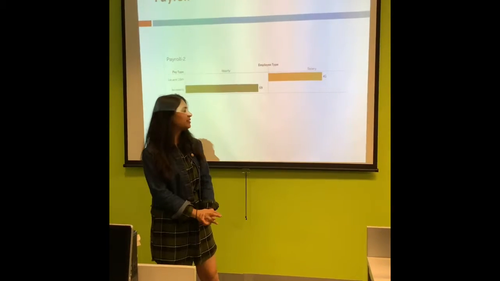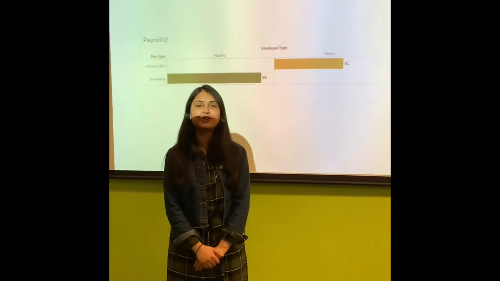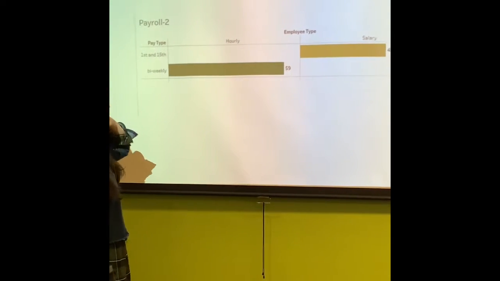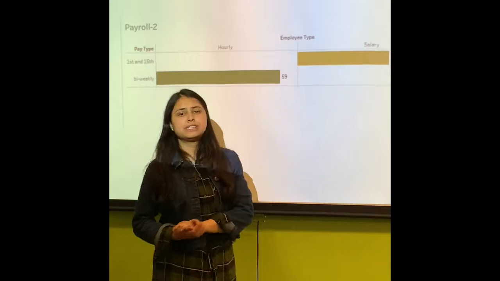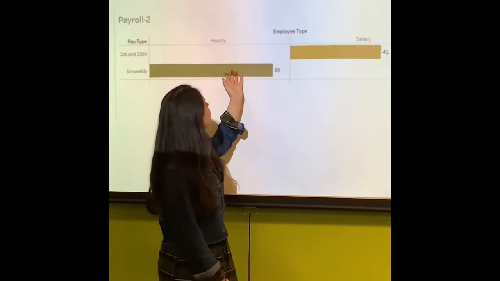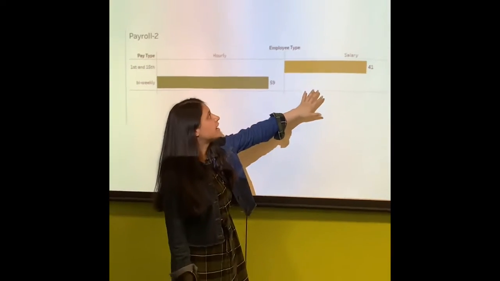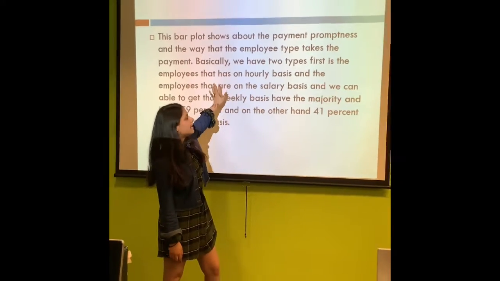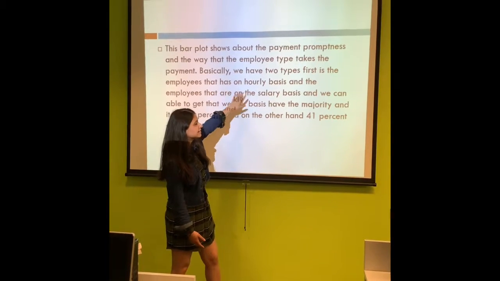So as we move further, we can see the payroll. Payroll is all about the pay type. So it's just about the salary. We can get either an hourly salary or a regular salary. So that's the employee type. So the employee type is hourly or salary, and the pay type.